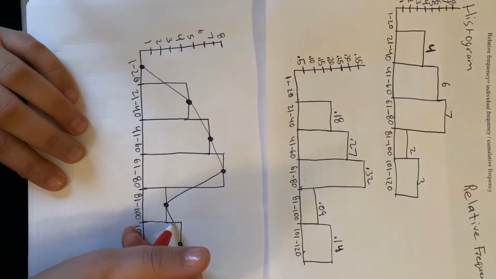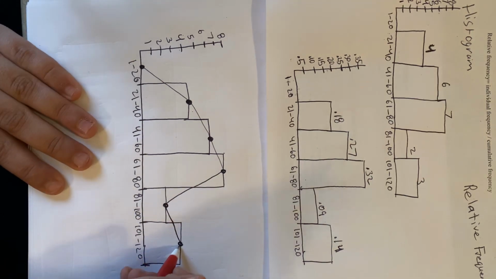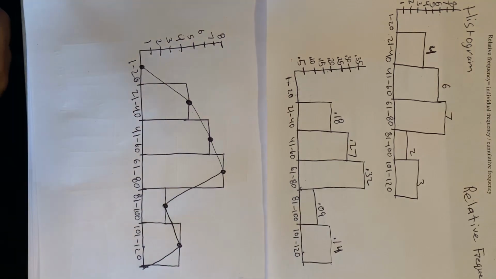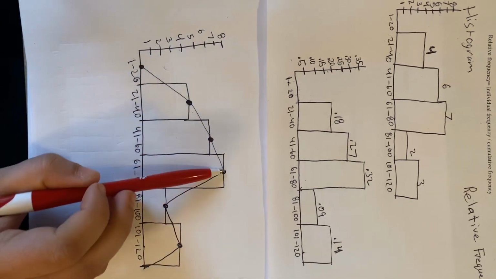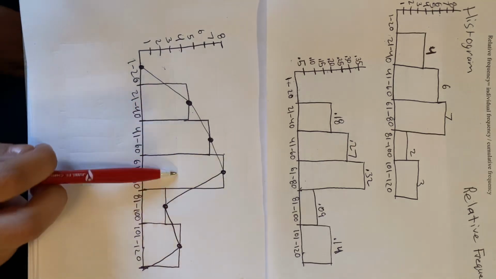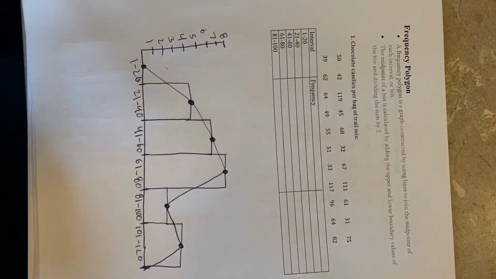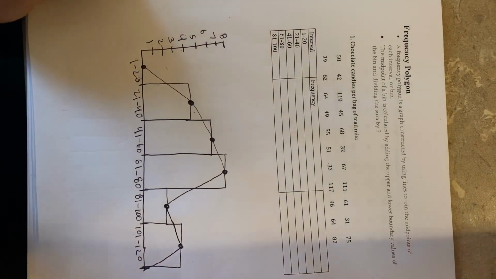And then at your last point, you just draw a line straight down to the end. So this right here is called a frequency polygon, the shape that gets created from your histogram. The actual boxes are not part of the frequency polygon; they just help you create it. On the next example, I'm not going to create the boxes. I'm just going to put the dots together so you can see what it's supposed to look like.